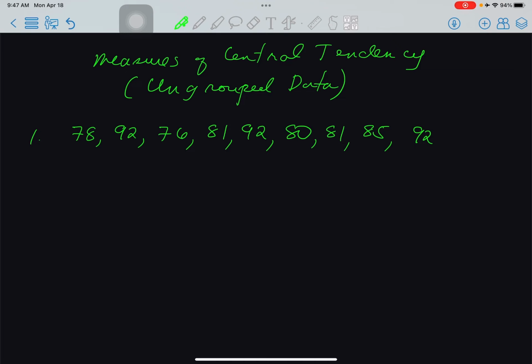So that's the meaning of measures of central tendency: scores or data which are almost at the center of a given distribution or score. So let's say we are going to find out what's the mean of this, what is the median, and what is the mode of the data set.